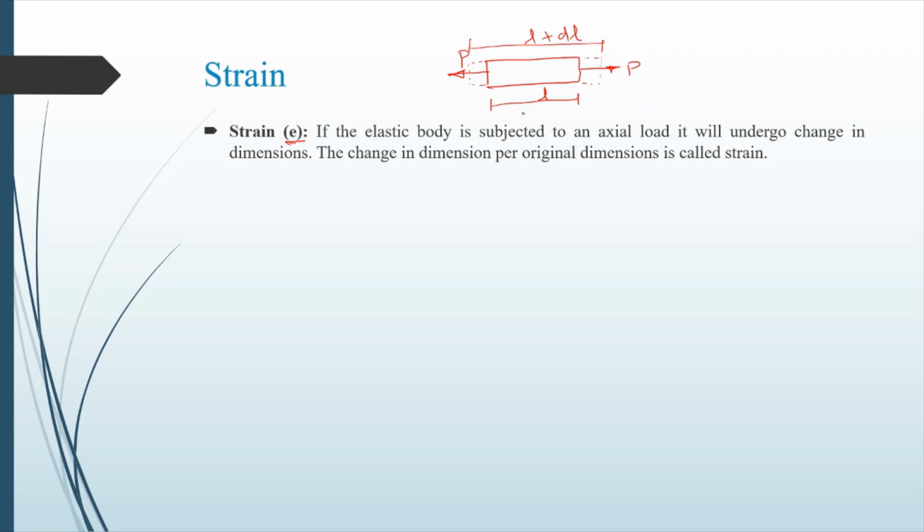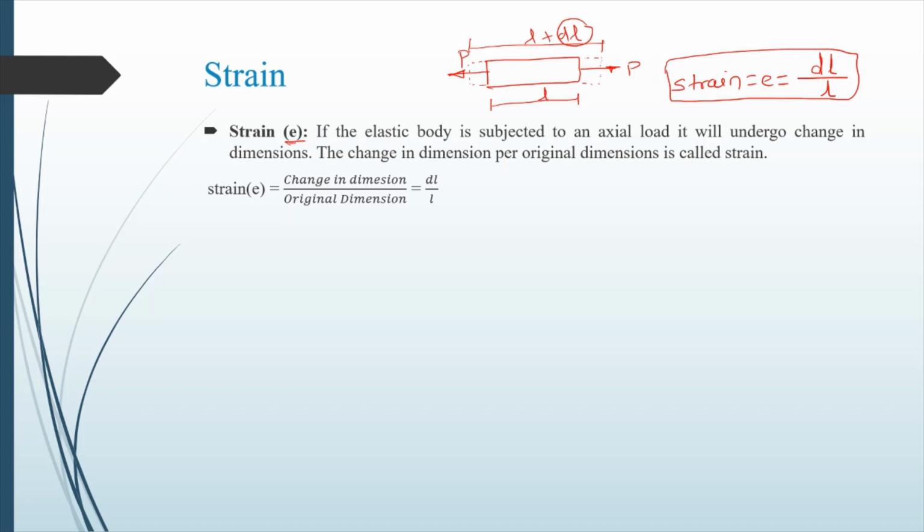Now what is strain? Strain is denoted by letter e, and is equal to the change in dimension. What is the change in dimension here? dL will be the change in dimension. So dL, as I am considering linear dimension, will be the change in length and L will be the original length, and this will be the equation for strain.